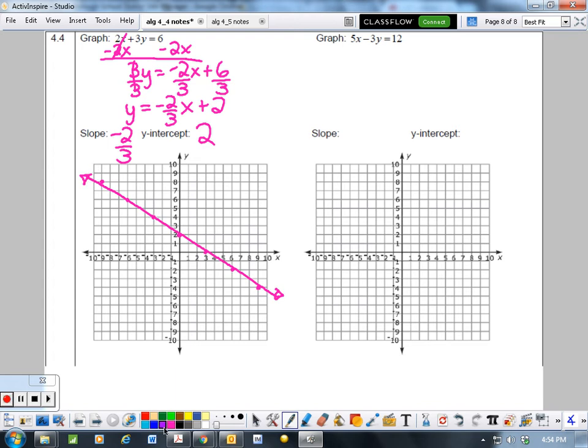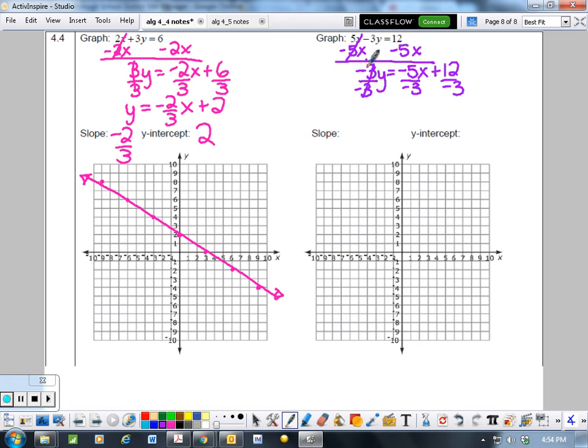Okay, let's look at one more: 5x minus 3y equals 12. So I move my 5x to the other side. Now when I move that 5x, I'm left with a minus 3y. I don't want to forget that minus because it'll throw off everything for my line. So now I have a minus 5x and a positive 12. Now I divide everything by negative 3.